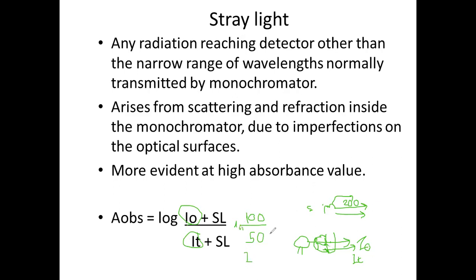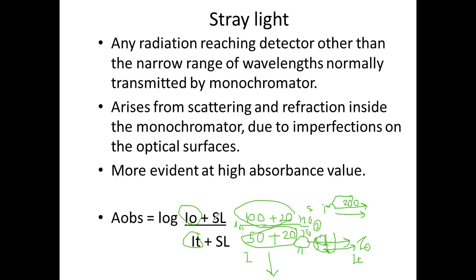Okay. Now when you see that the stray radiation is there, suppose now the value is 20, and here also the value is 20. Now you can see that this parameter has been significantly raised in comparison to this. So it will be 120 divided by 70, and this is certainly less than 2. The value is going to be less than 2, meaning the absorbance value is going to get decreased.